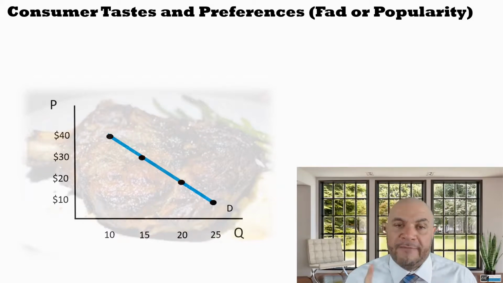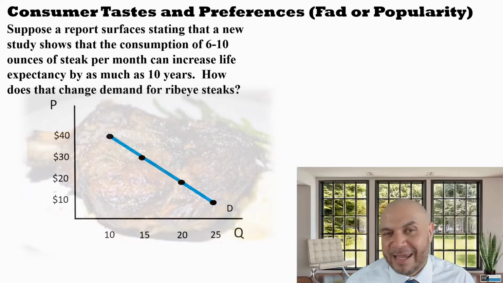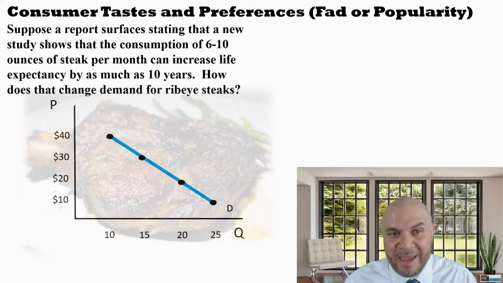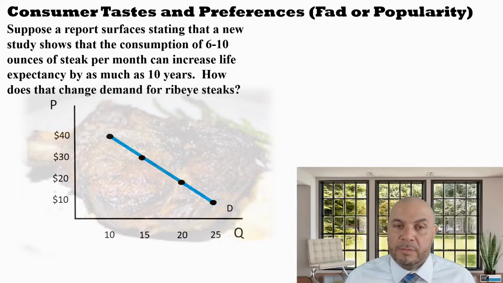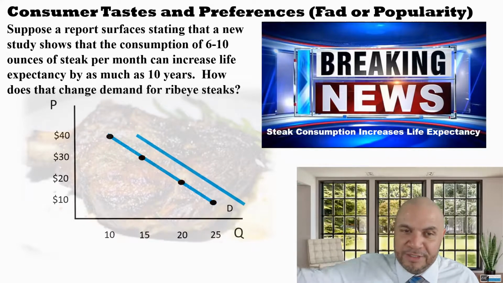So the first thing, let's go ahead and look at the scenario. Suppose a report surfaces stating that a new study shows that the consumption of 6 to 10 ounces of steak per month can increase life expectancy by as much as 10 years, adding 10 years to your life. How does that change demand for ribeye steaks? Well, what's going to happen to the popularity of ribeyes if it can put 10 years on your life? Therefore, more people are going to buy ribeye steaks, which will lead to what directional shift? You guessed it, shifting to the right.